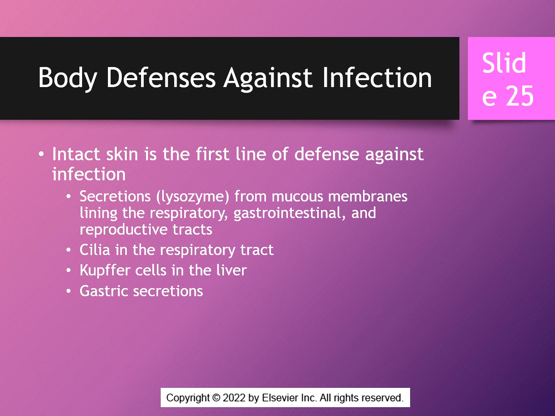Intact skin serves as a first line of defense against harmful environmental agents. Sebaceous glands excrete sweat, lactic acid, and fatty acids to limit microbial growth. Secretions from mucous membranes lining the respiratory, GI, and reproductive tracts all contain an abundance of the enzyme lysozyme. This is bactericidal. Cilia, which line the respiratory tract, trap microorganisms and debris, and they propel them up and out of the body with a wave-like action.